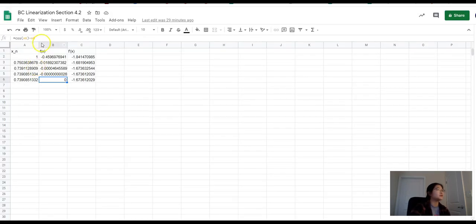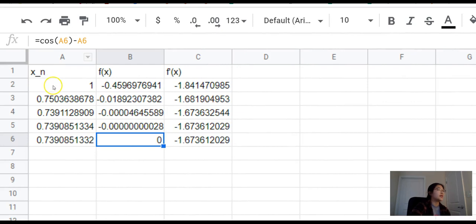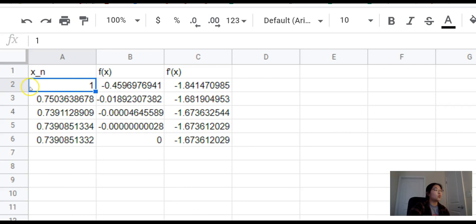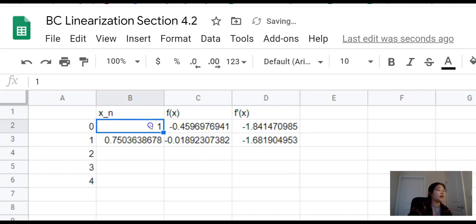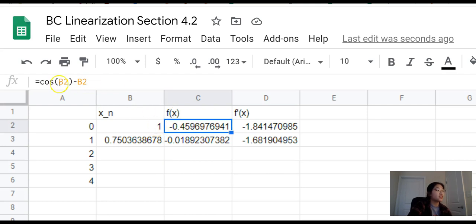So in our Google Sheet, we have our initial guess. This is x naught, sorry, it's bad labeling, and then this equals this one plus 1, so I have the step counter as I click and drag this down. Okay, so I have my x naught, so then I plug that into my f of x, which is cosine of that cell minus that cell again, and my f prime is negative sine of x minus 1.